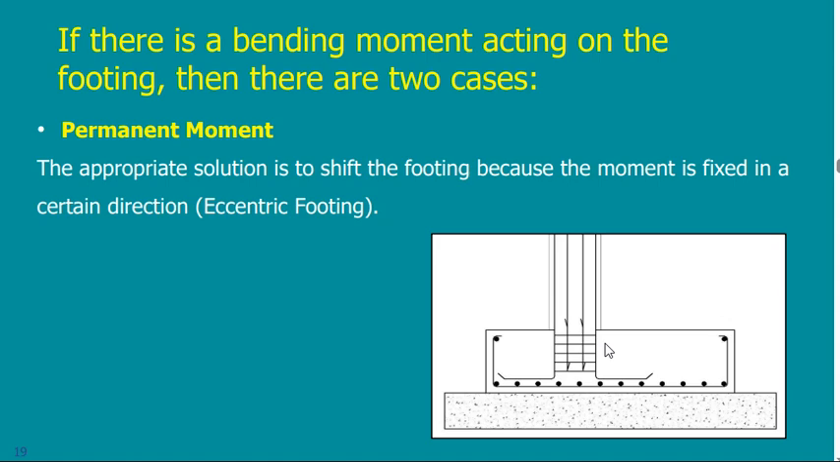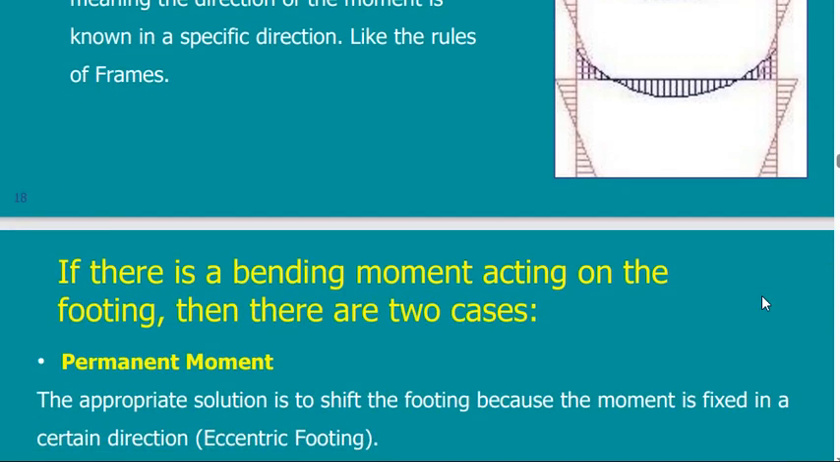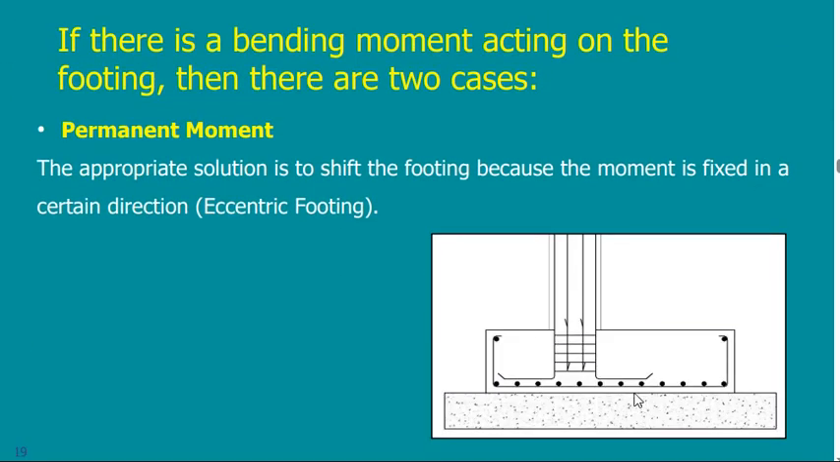But what is within the scope of an exam is the case of permanent moment. Permanent moment means that I have a footing that always has the moment in one direction. Similar to what? A frame like this. If I have a frame like this, if I have a footing here, usually the moment in this side, for this case of loading, it will be like this all the time. So if I want to design, I can eliminate the moment before starting.